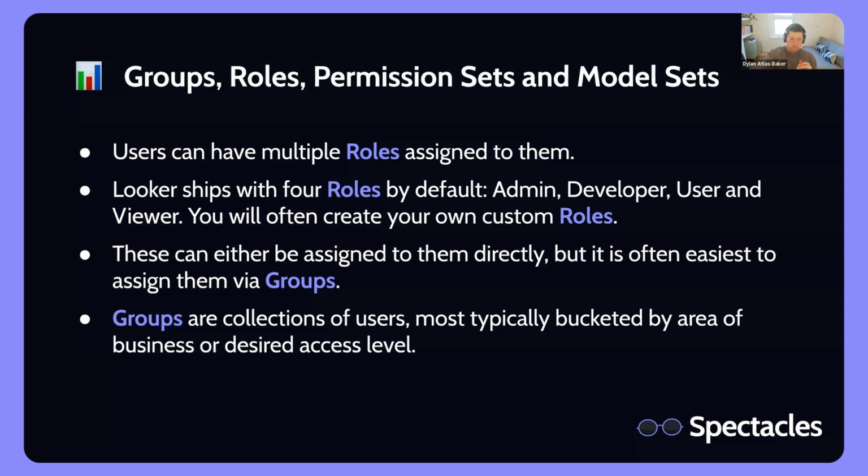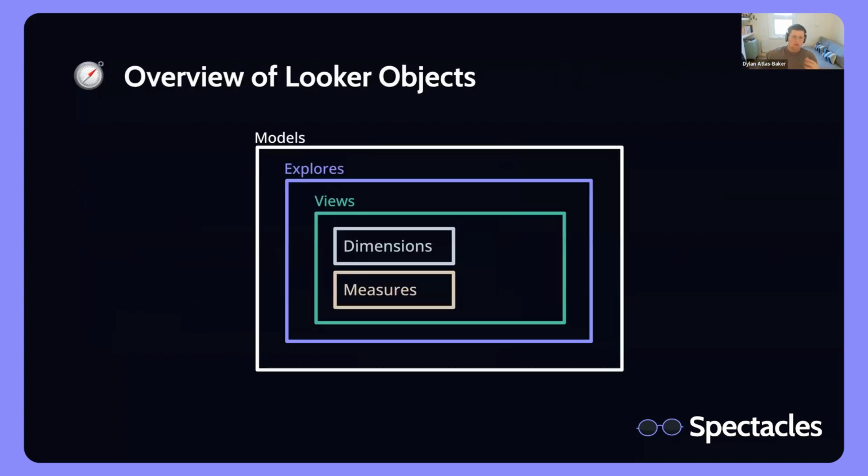groups is really useful. And so this paradigm, groups, roles, permission sets, model sets, is going to allow you to set permissions at the model level. So many of you may only have one model in your Looker instance. If I come back up to this graph, many of you may have one. You may only have a small number of explorers and you put them all in one. And that's fine, but it does mean that by default, using this setup, using roles, you'll only be able to grant people access to everything or nothing.